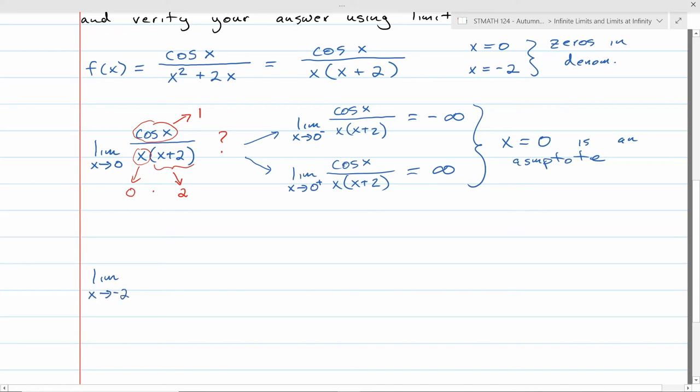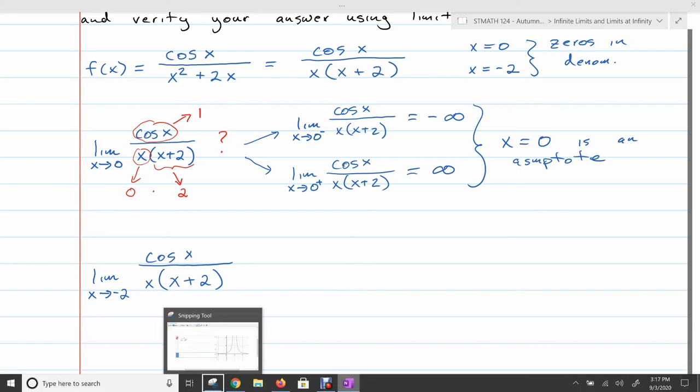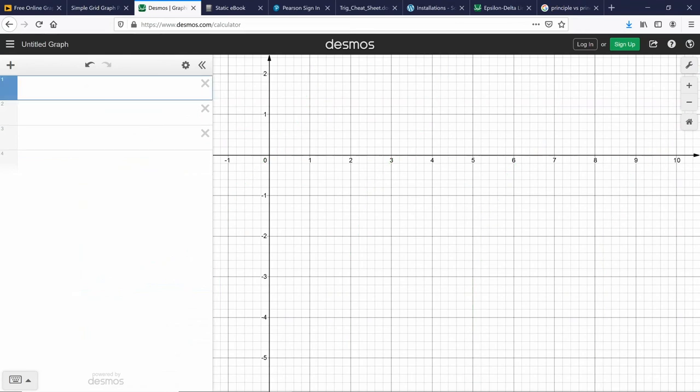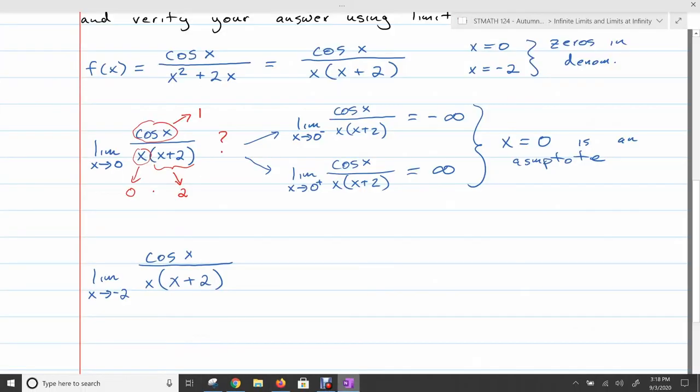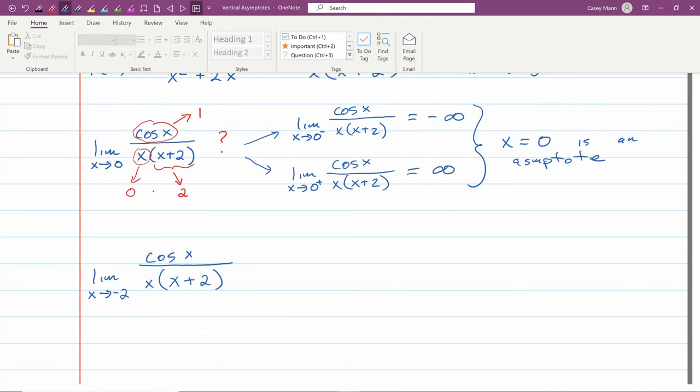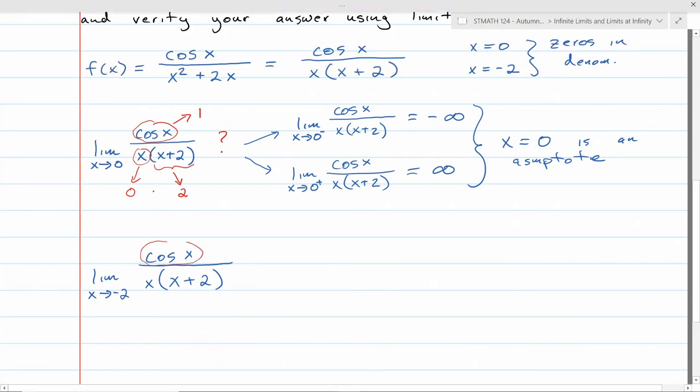Okay, now let's look at the limit as x approaches negative 2. Well, x equals negative 2 is a strange number to have to plug into cosine, and off the top of my head, I don't know very closely what it would be. I think it'll be negative, though, but I'm going to cheat and use a calculator here for a second. Okay, Desmos, what is cosine of negative 2? Okay, it comes out to like negative 0.41. I don't need to know exactly what it is. I just need to know that it's negative. So this goes to like negative 0.4, okay?